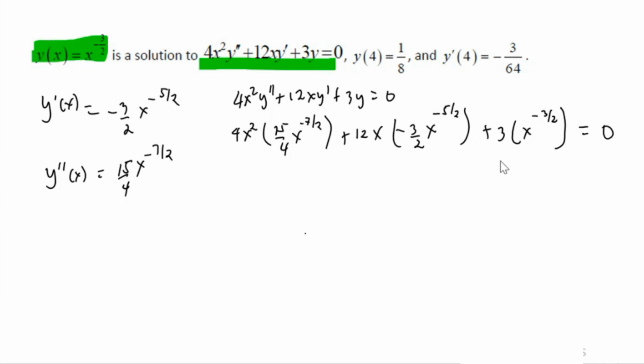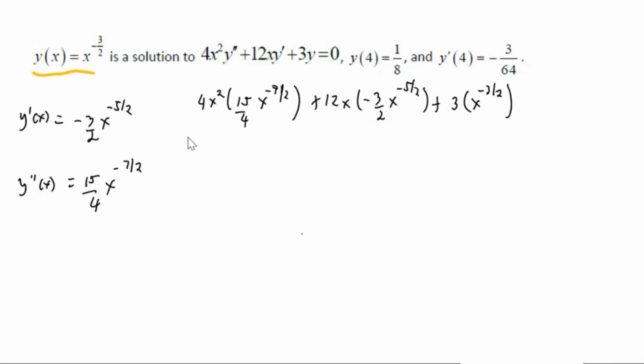Now we are going to work on the left hand side, where the result should be equal to 0, or else if the result on the left hand side is not equal to 0, then we could say that y of x is equal to x to the power of negative 3 halves is not a solution to the differential equation. Now let's try to simplify it. So by simplifying, 4x squared times 15 over 4 of x to the power of negative 7 over 2. So 4 will be cancelled. So we have 15 times x squared times x to the power of negative 7 over 2.